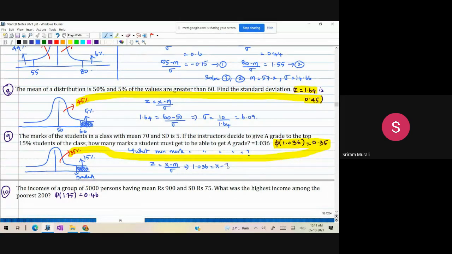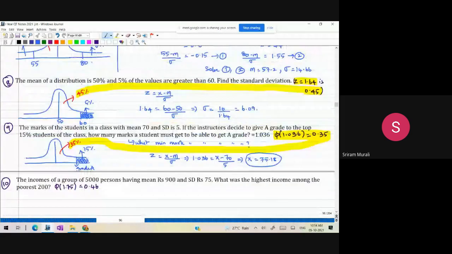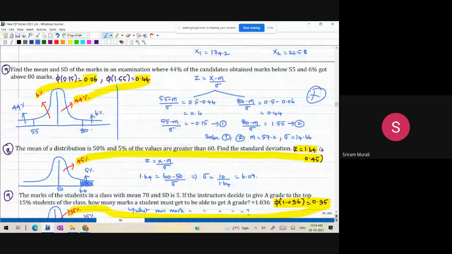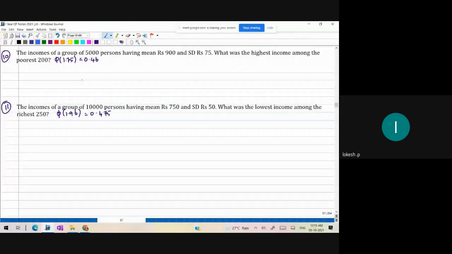Mean mark 70, SD 5. So what is the minimum mark to get grade A? If you cross multiply, I get 75.18. So if he gets 75.18, then this fellow is in grade A. Have you understood? If it is not understood, tell me.